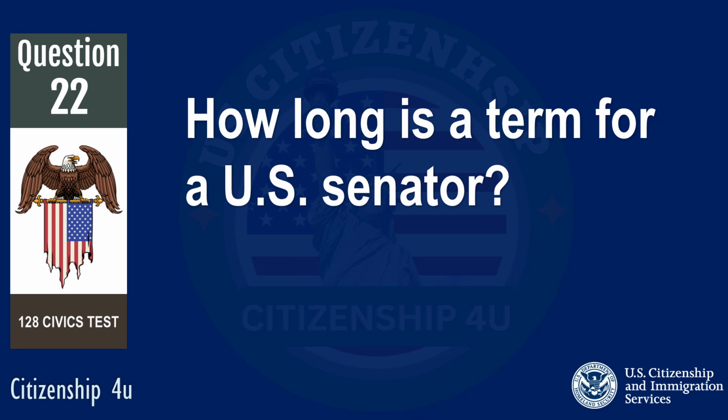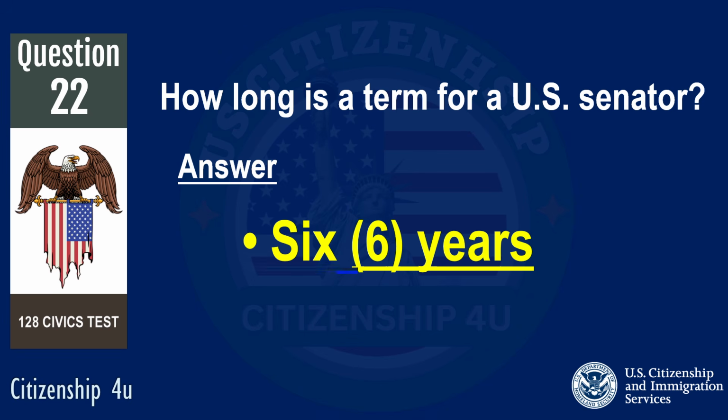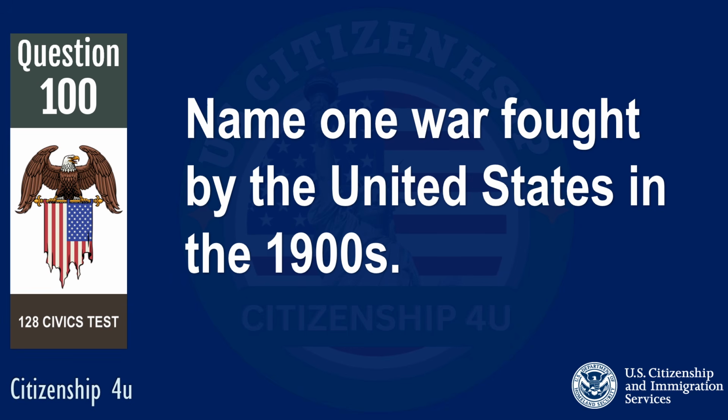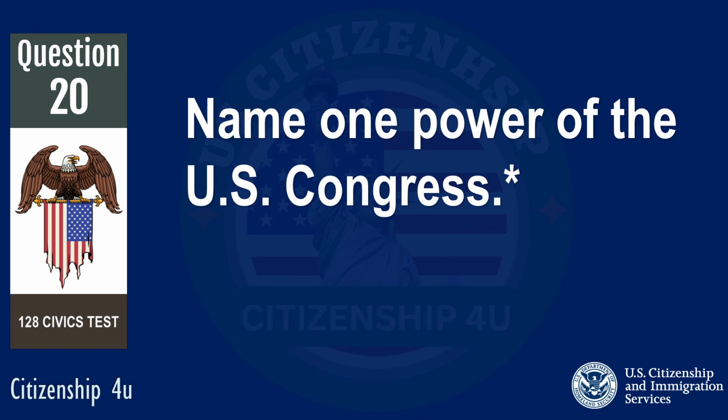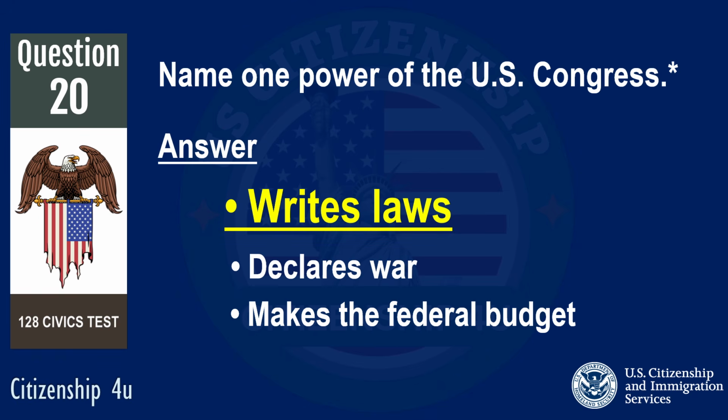How long is a term for a U.S. Senator? 6 years. Name one war fought by the United States in the 1900s. World War I. Name one power of the U.S. Congress. Writes laws.